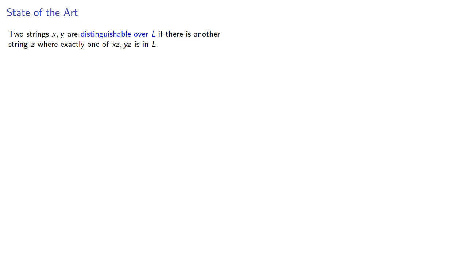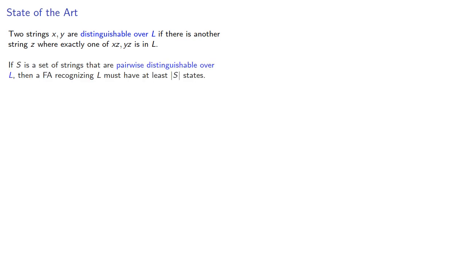So remember that two strings are distinguishable over a language if there is another string z where exactly one of xz, yz is in L. If S is a set of strings that are pairwise distinguishable over L, then a finite automaton recognizing L must have at least that number of states.